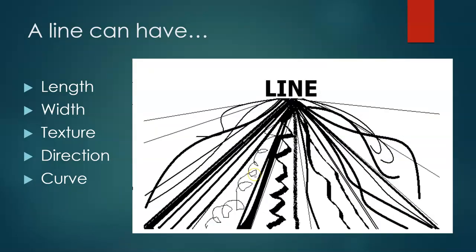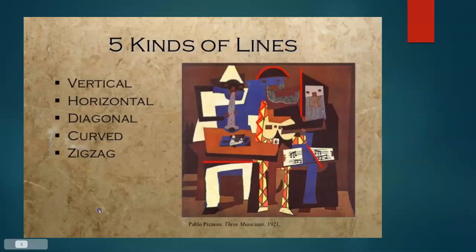Line can be expressive, and it can have length, width, texture, direction, and curve. In this Picasso piece called Three Musicians, created in 1921, there are vertical lines, horizontal lines, diagonal, curved, and zigzag lines.